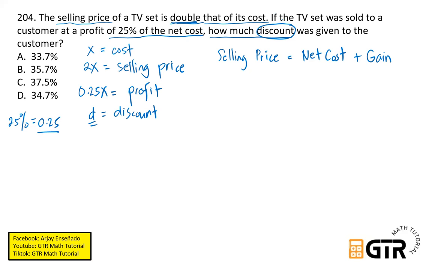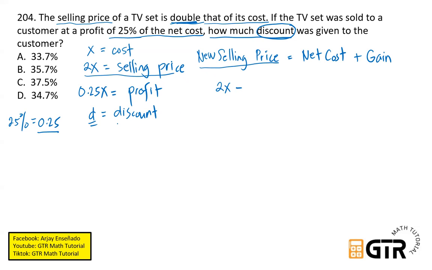Pero ang sabi dito, if the TV set was sold to a customer at a profit of 25% of the net cost, how much discount was given to the customer? So may discount dapat. So yung original na selling price 2x. So magkakaroon tayo ng new selling price, ito na yung may discount. Kasi selling price natin 2x, ang sabi meron daw discount. So therefore, ang magiging new selling price natin ay magiging equal sa 2x minus yung discount.